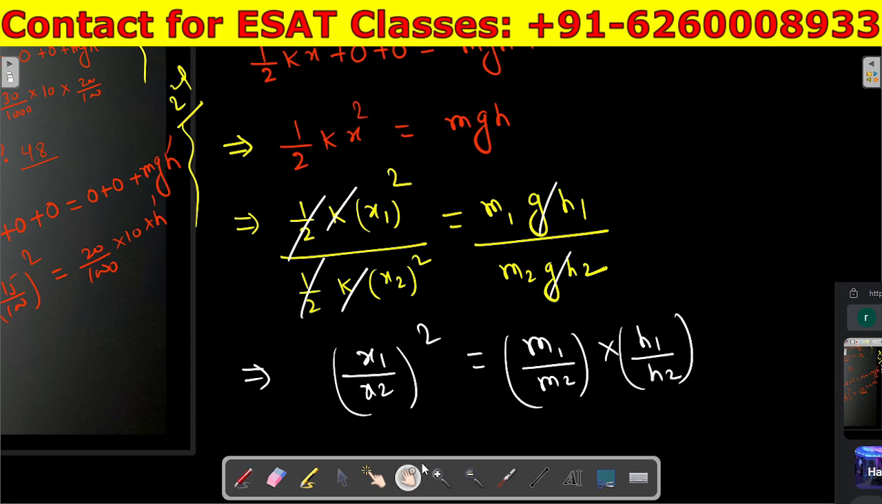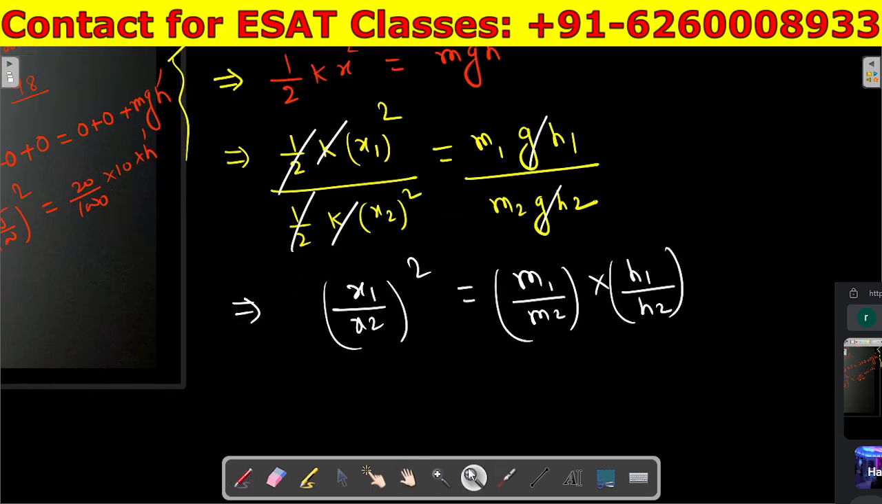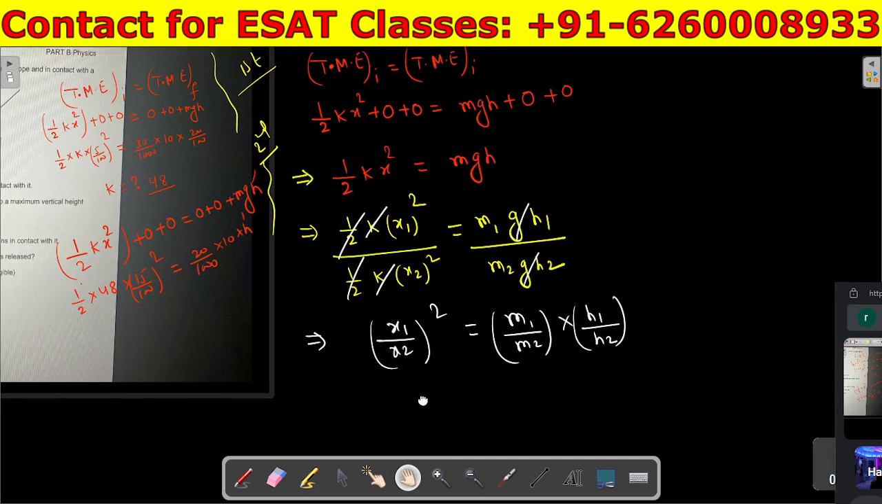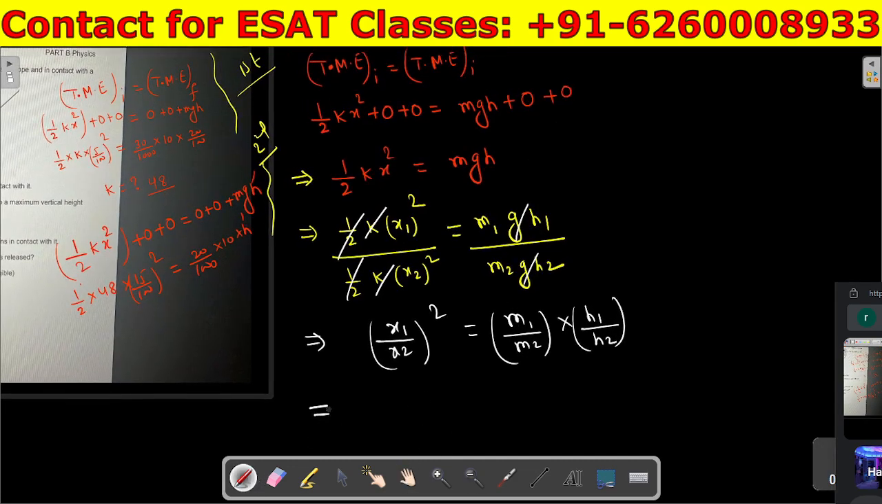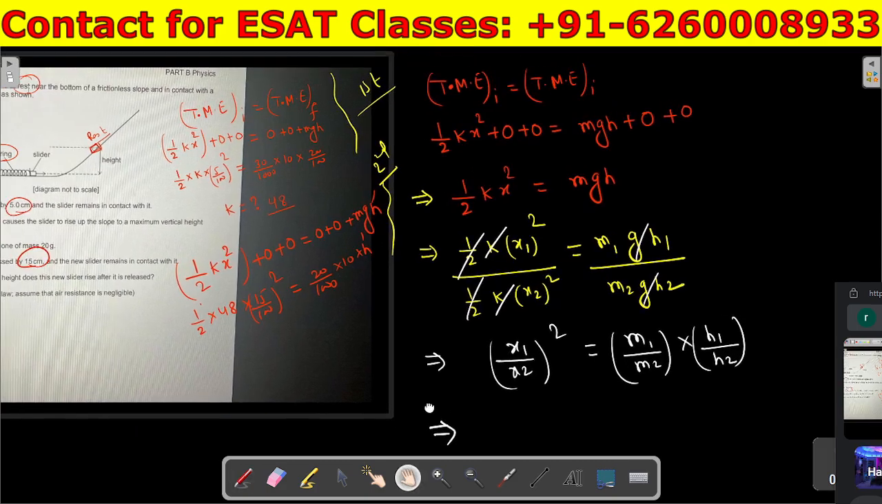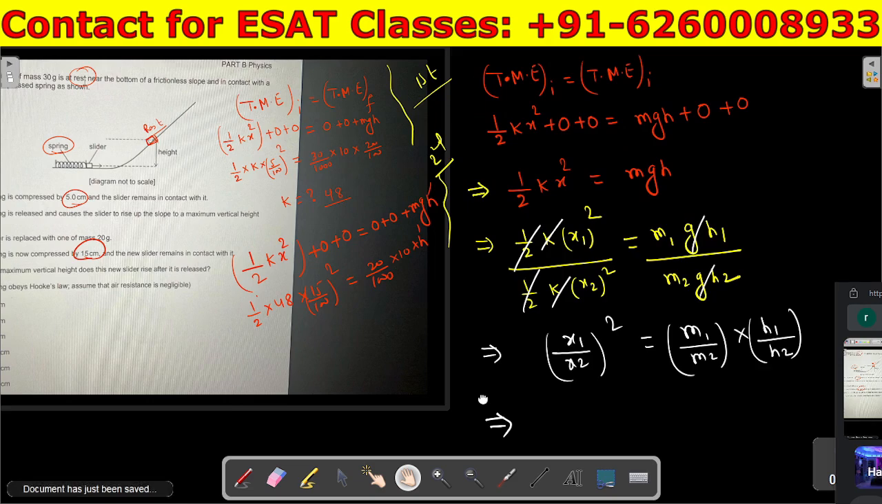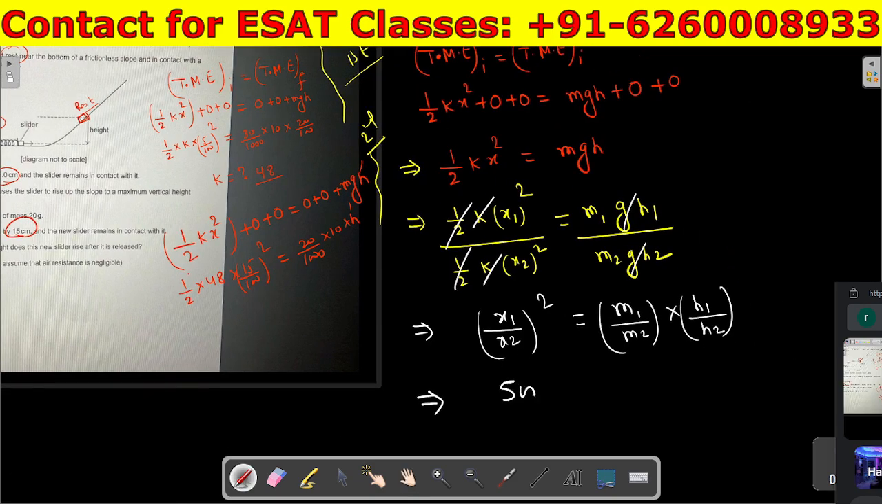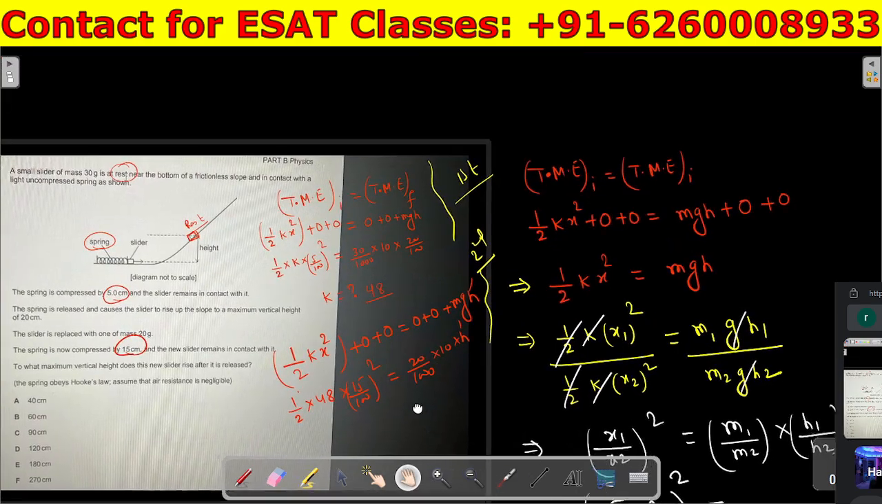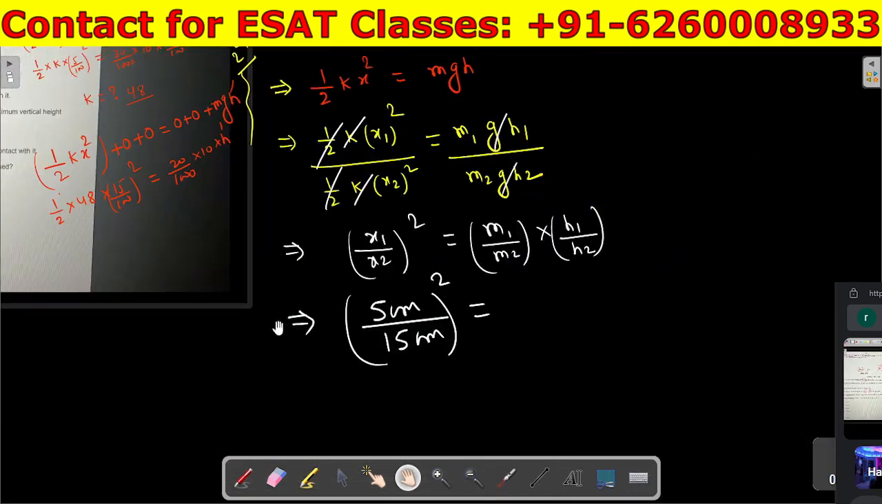In this method we have another advantage, that we don't need to change the units, because they are in ratio form now. So x1, initially how much compression was it? Initially 5 centimeter, so just write 5 centimeter. Later in the second case it is 15 centimeter. I will not change the unit here. So this is the square. m1 initially is 30 gram, then it is 20 gram, so write 30 gram and then 20 gram.